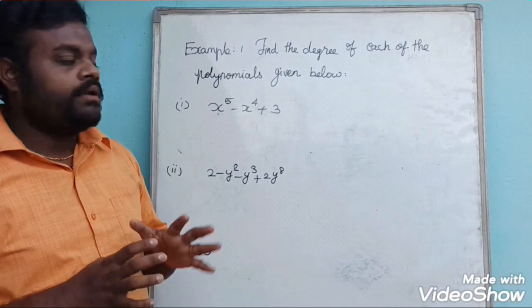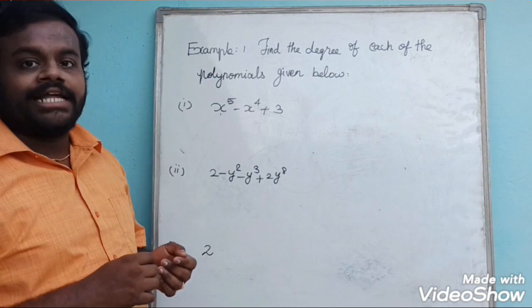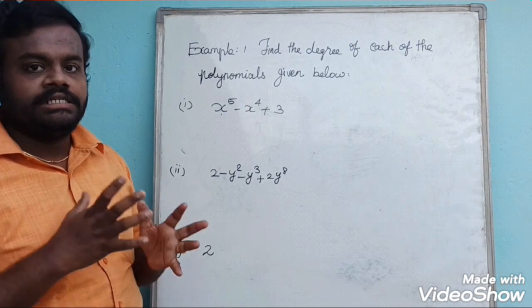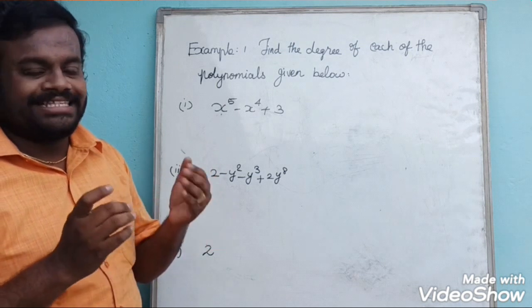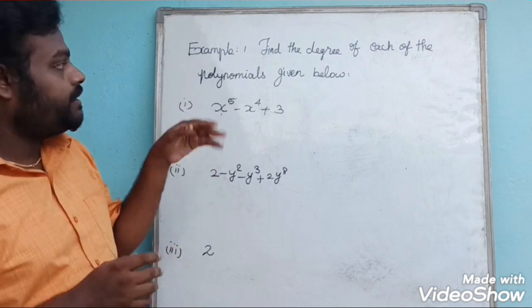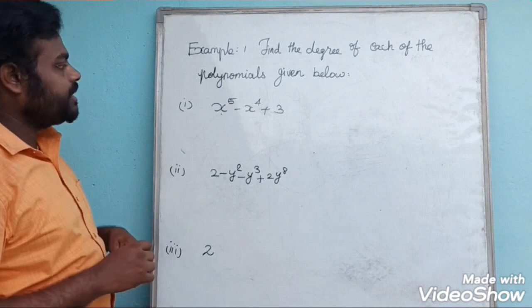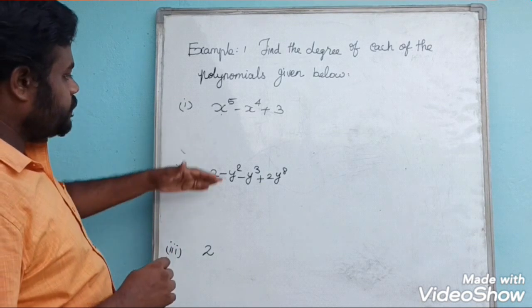Last class we saw what is meant by polynomial and the types of polynomial under terms and degrees. Degree is nothing but the highest power of the expression. Now we go on to the example. Find the degree of each of the polynomials given below. Here there are three questions.